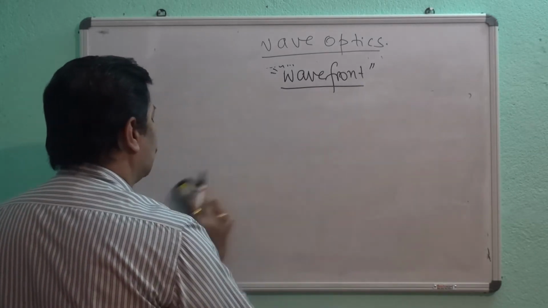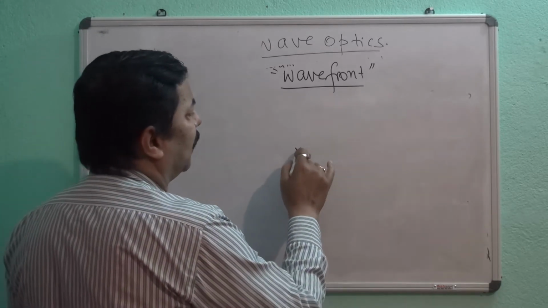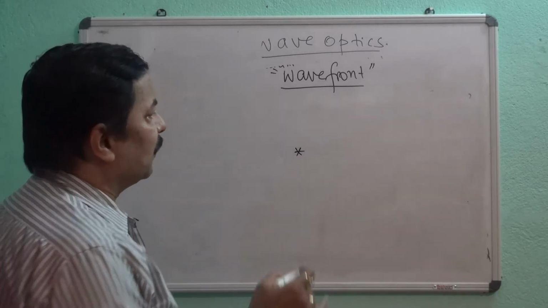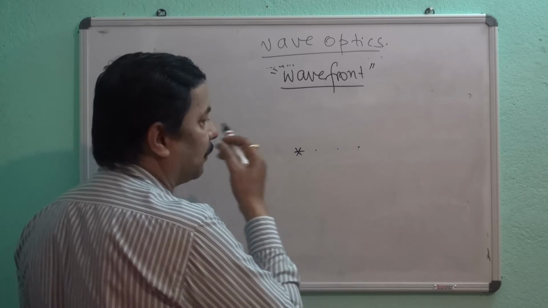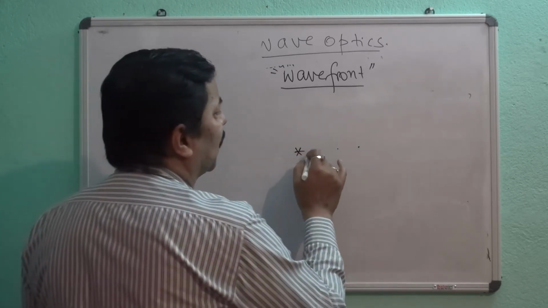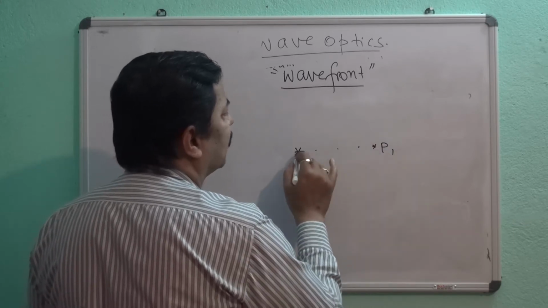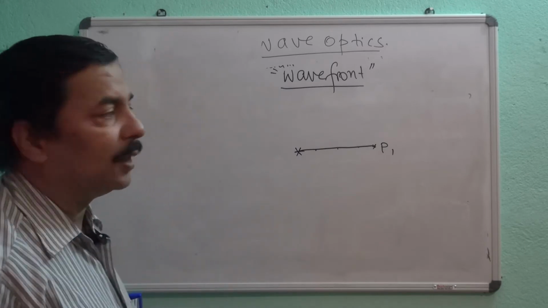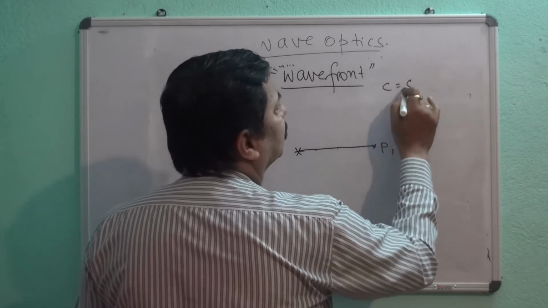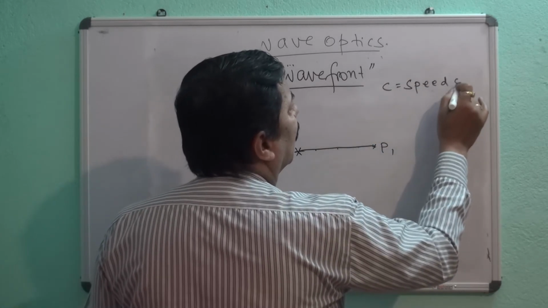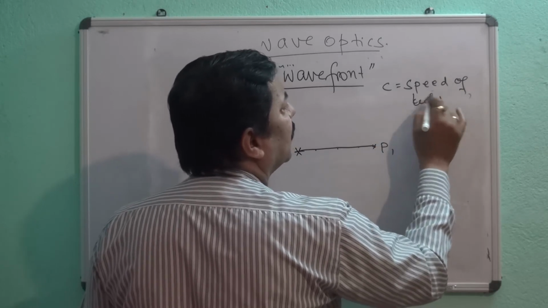Huygens supposed light to be a longitudinal wave. So if the light is a longitudinal wave, and a disturbance is created in the medium, it will transfer the disturbance to the neighboring particle, and that will give it to the next neighboring particle, and in this way, suppose the wave has reached at this point P1, and in the isotropic homogeneous medium, c is the speed of light.